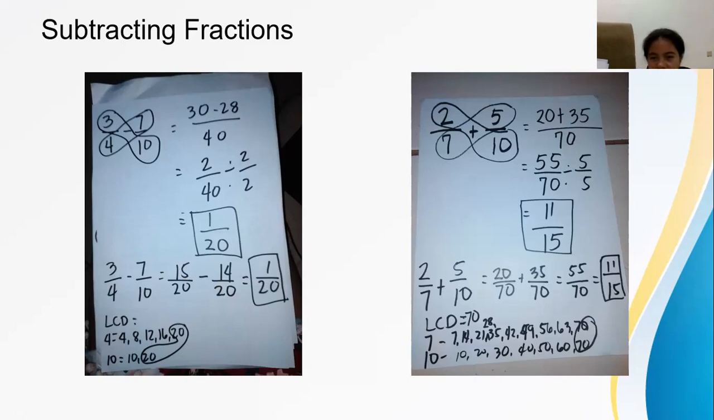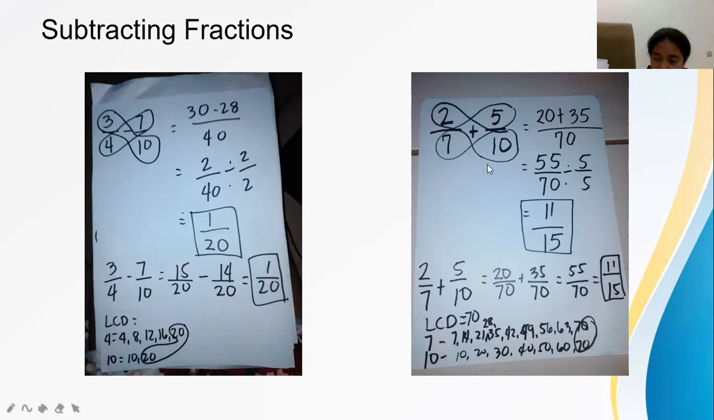2 over 7 plus 5 over 10. Okay, same as our previous addition, we use the butterfly method. So 2 times 10, that's 20. Then 5 times 7 is 35. So plus, since it's plus, over 70. 20 plus 35 is 55 over 70. Then they can still be divided by 5. 55 divided by 5 is 11. And 70 divided by 5 is 15.